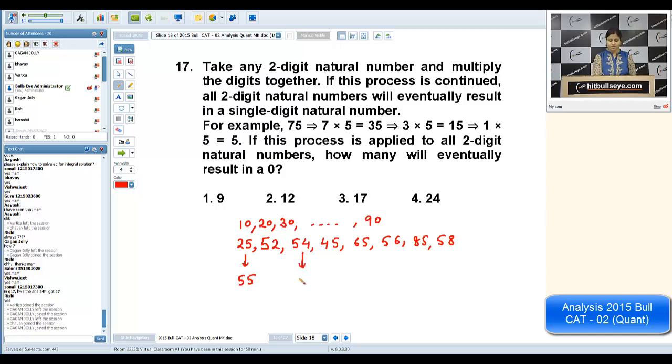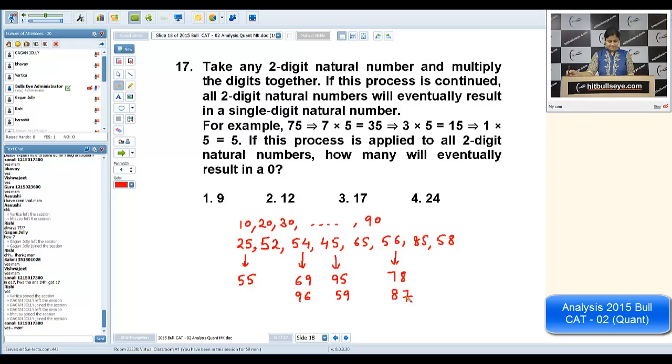54 you can get by taking 69 and 96. 45 you can take as 95 and 59, because 9 fives are 45. Then in 45, 4 fives are 20. In 20, 2 into 0 will be 0. Now 56 will give you 78 and 87 and so on. We'll consider all these cases here. Is it okay now, Sonali? Okay, let's move now. So these many cases are possible. As you can see, they are 24.